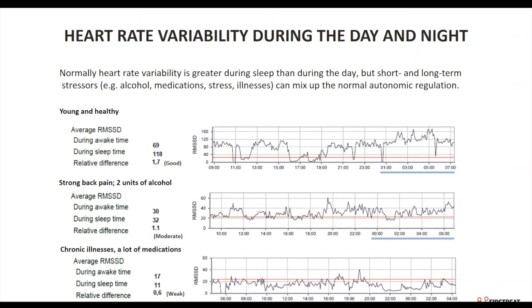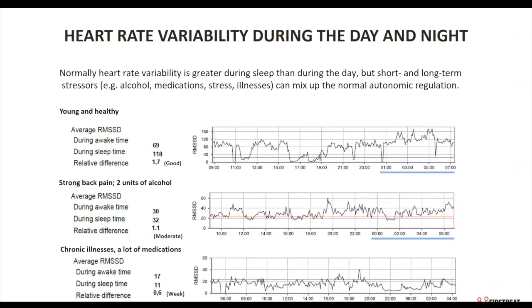The second example here shows that the heart rate variability graph is pretty much the same during the day and night. No significant change during the sleep period. It starts to increase a little bit towards the latter part of the night, but the relative difference is 1.1. In this case, the explanation is probably some kind of acute stress. The person was experiencing a lot of back pain over these days and had also had a couple of units of alcohol, and both pain and alcohol tend to reduce heart rate variability and offset the autonomic balance. Most likely an acute situation that is quickly corrected though.